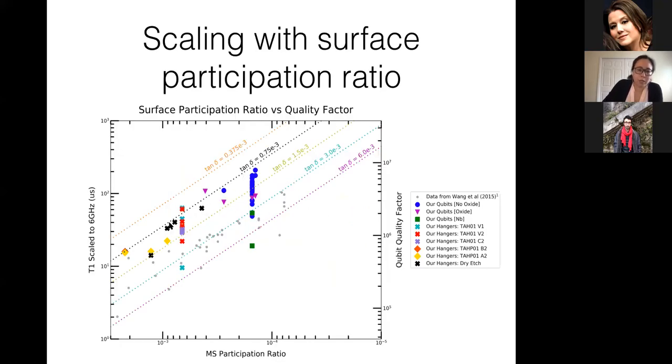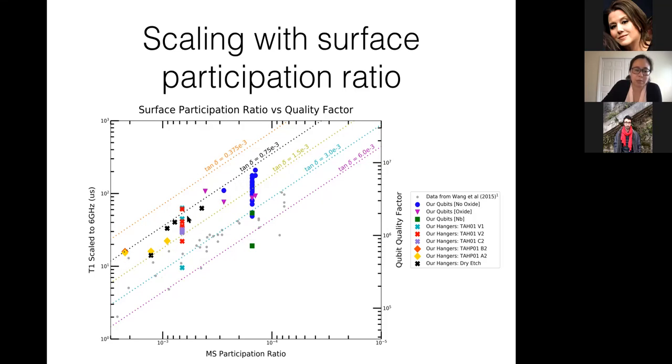So now we can also look at all of these devices with different surface participation ratios and see where we are in terms of scaling of the losses with surface participation ratio. So this giant raft of points here is all of the data associated with that first paper that I talked about where we did tantalum qubits. A lot of this is actually our fab development, and these two green points down here are niobium-based qubits. All of the gray points are extracted from that paper by Chen Wang that I talked about at the beginning. And now these are resonators and qubits with different surface participation ratios.